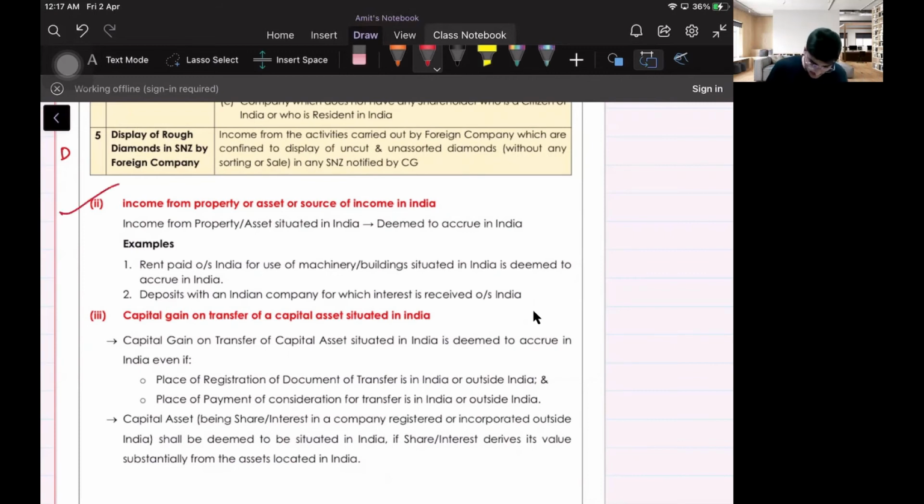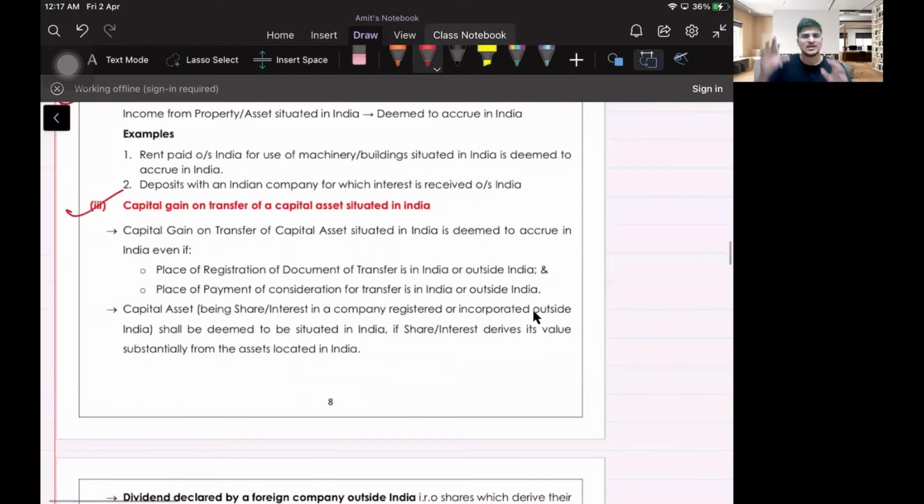This is your second point. Third point is capital gain. The non-resident has a property in India, and if that non-resident is sells this property, he will have to consider capital gains. The capital gains that arise will be deemed to accrue in India. Why? Because the capital asset, that is the building or house property, is situated in India. I hope everybody is clear with all the three points of income deemed to accrue in India.